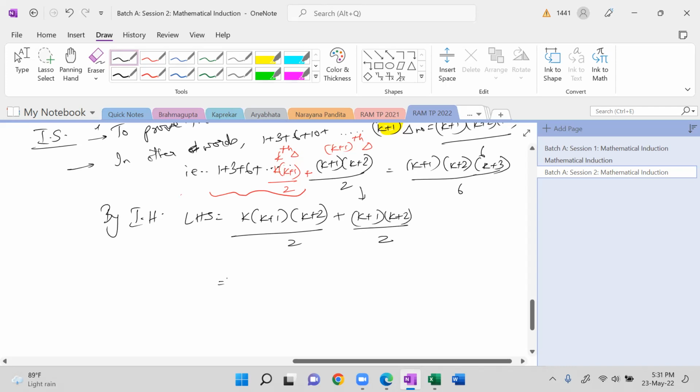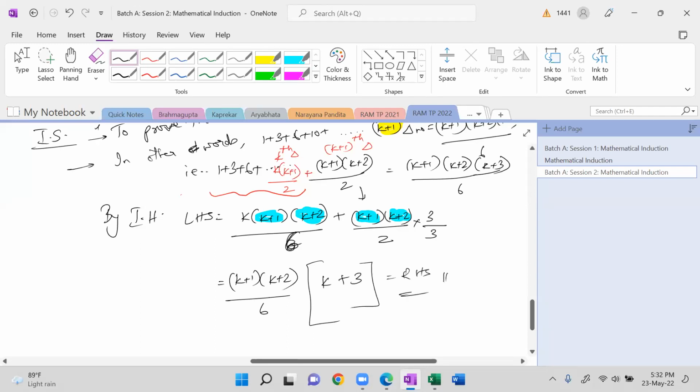This is my LHS. Now we know what to do. Sir, shouldn't it be k into k plus 1 by 6? The denominator of the first term is 6. Oh, sorry. Thank you. This is 6, right? And then you add this. So I can multiply this by 3 by 3, and we get 3 times k plus 1 times k plus 2. This is common. We take that common and we get k plus 1 times k plus 2 whole bracket k plus 3. And so hence proof. This is equal to RHS. Hence.